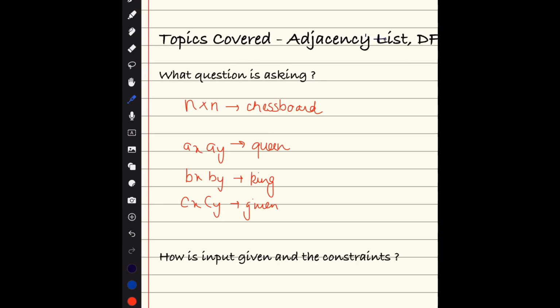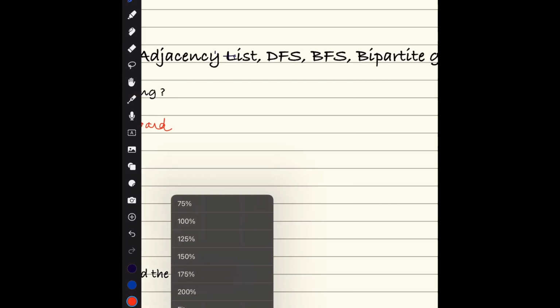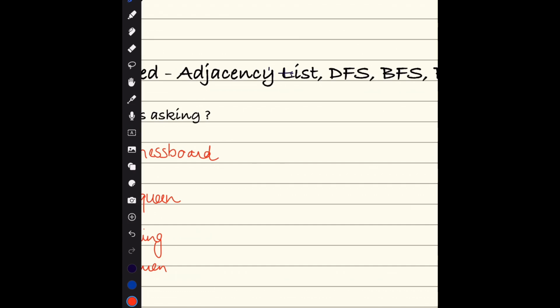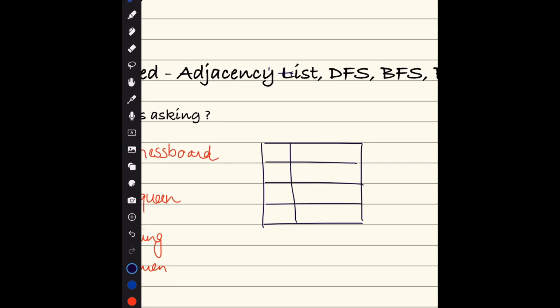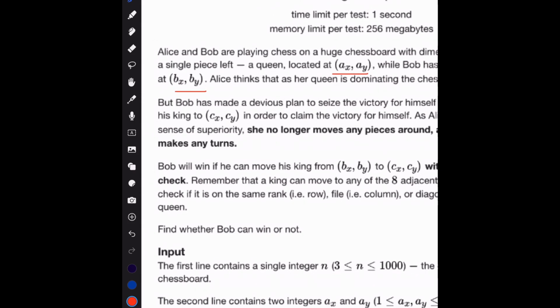Okay, so let's try to imagine it. If I have, let's say, a chessboard like this, I'm not going to draw a big chessboard, I'm drawing a simple condition only. And let's assume the queen is here, the king is here, and the target is here. Now the next thing it is saying, we have this particular condition as well.